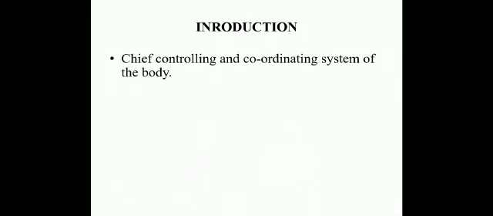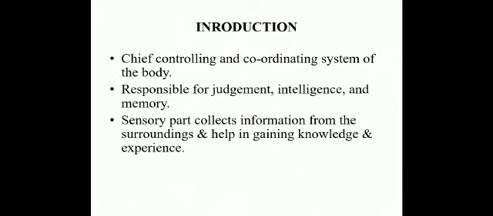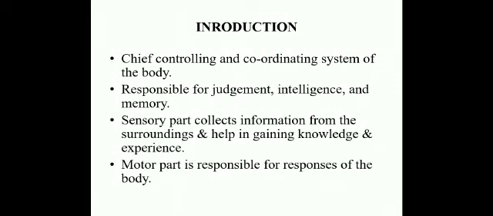The nervous system is the chief controlling and coordinating system of the body. It is responsible for judgment, intelligence and memory. The sensory part collects information from the surroundings and helps in gaining knowledge and experience, whereas the motor part is responsible for responses of the body.